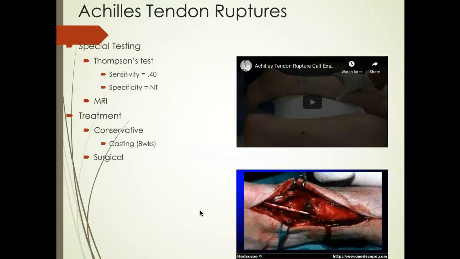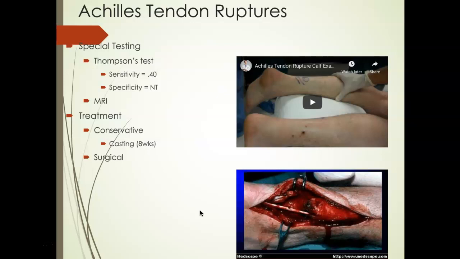So let's talk about Achilles tendon ruptures and testing. The special test for an Achilles tendon rupture is the Thompson's test. You can tell it's not a very good special test, but it's what we have. We're 40% sure, if it's negative, that they don't have one. So we still probably need to refer out just to get an MRI, right? Because this doesn't make me feel good. 40% sure, if the test is negative, that's not going to make my heart happy. It's not going to make my athlete's heart happy either.